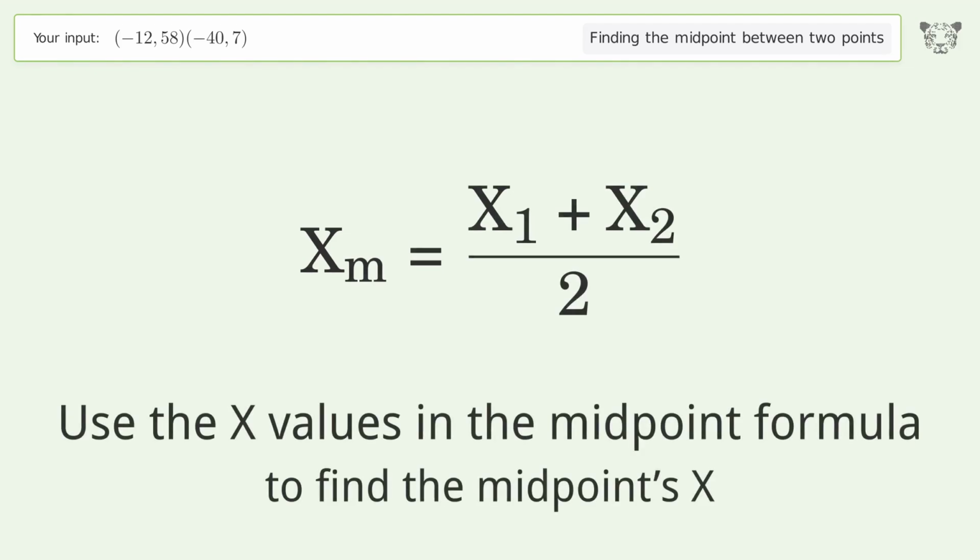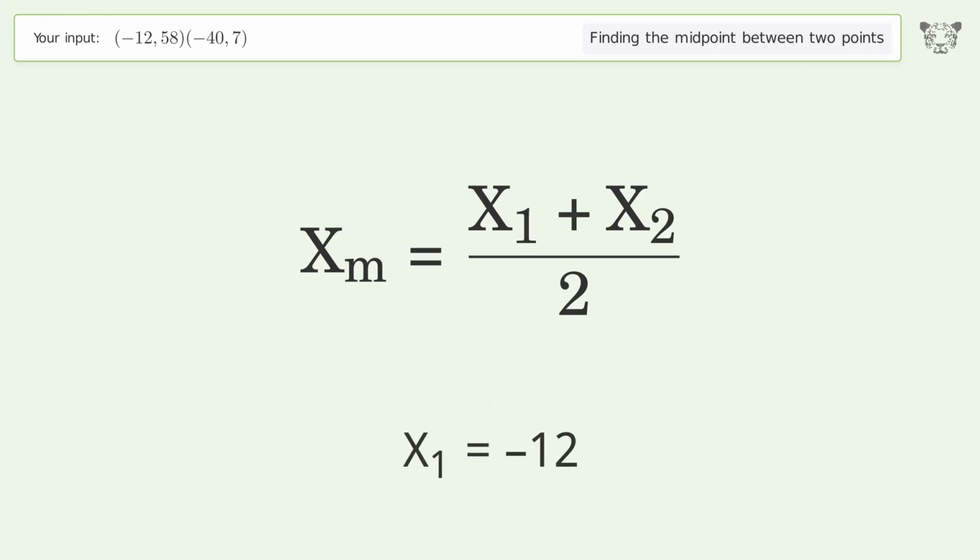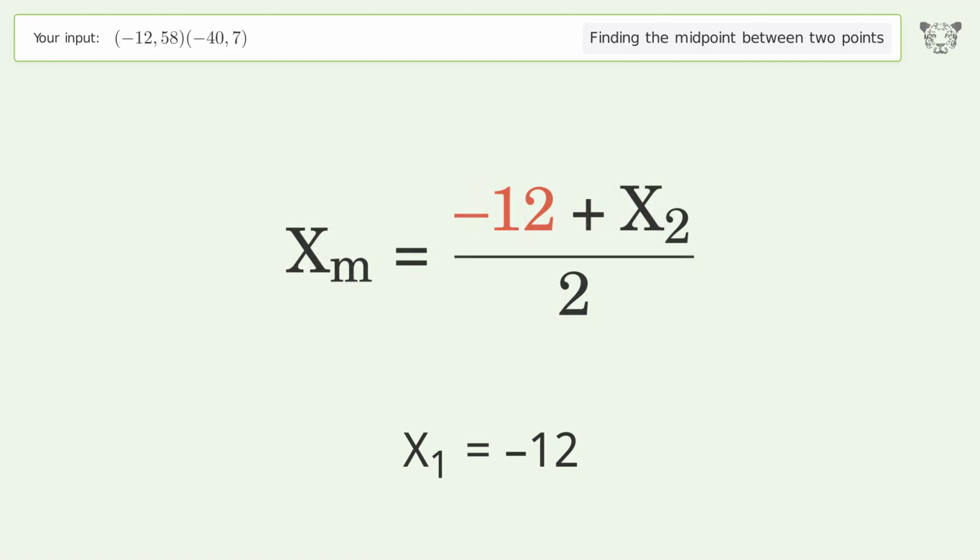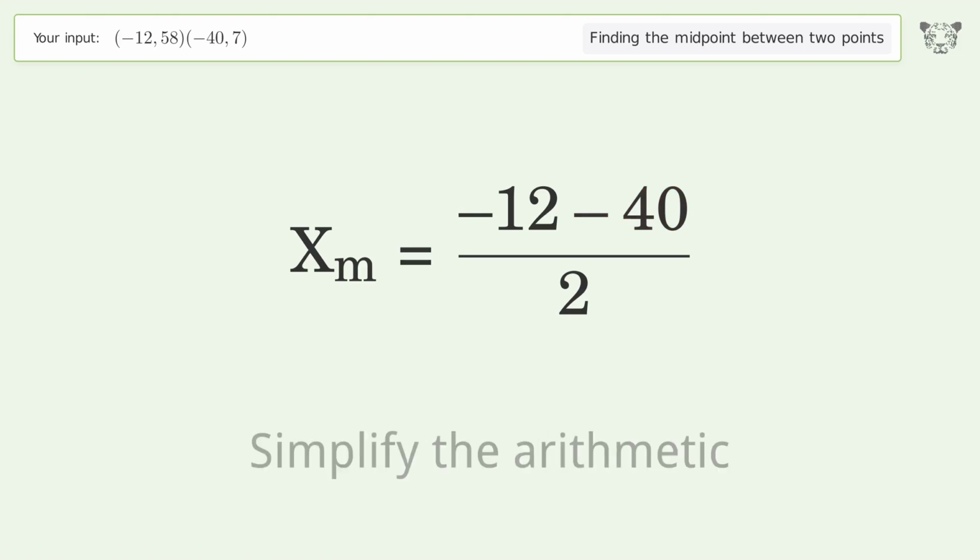Use the x values in the midpoint formula to find the midpoint's x. x1 equals -12. x2 equals -40. Simplify the arithmetic.